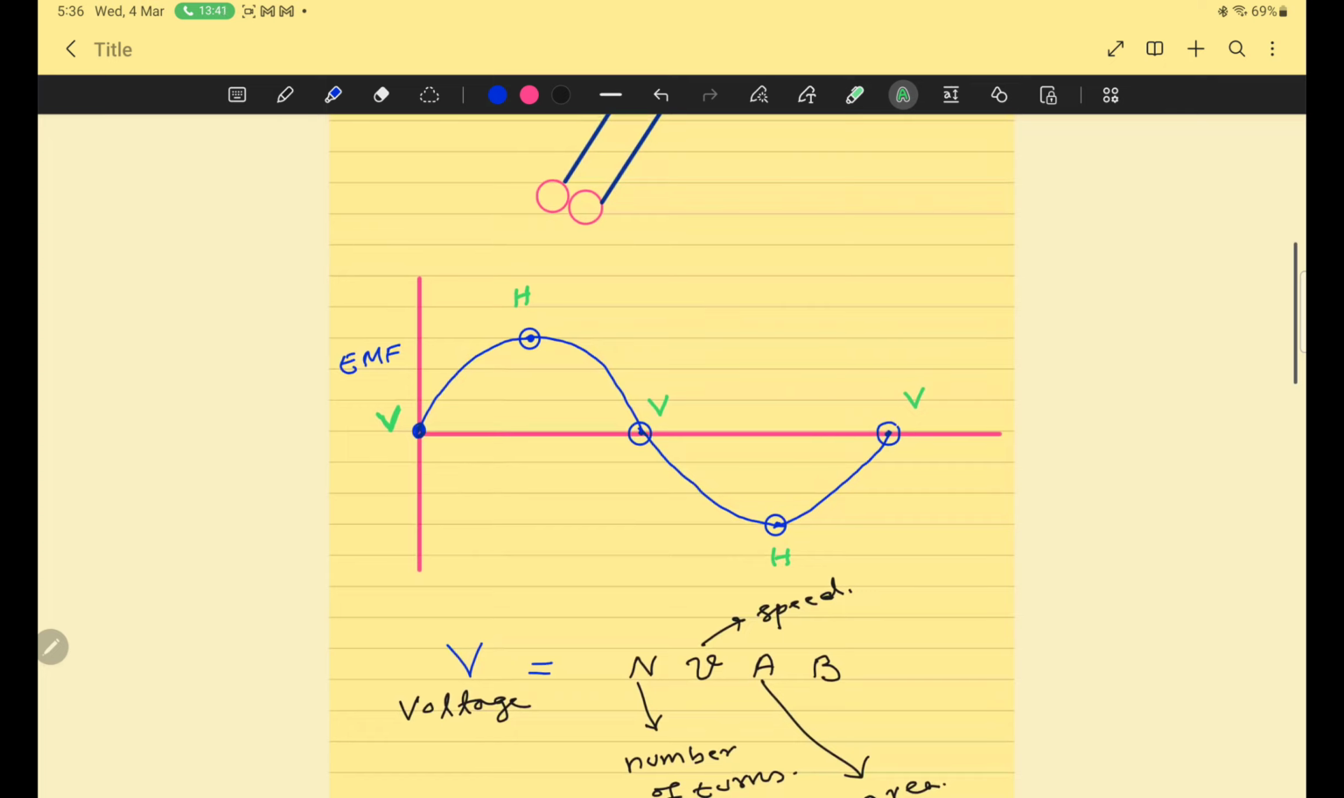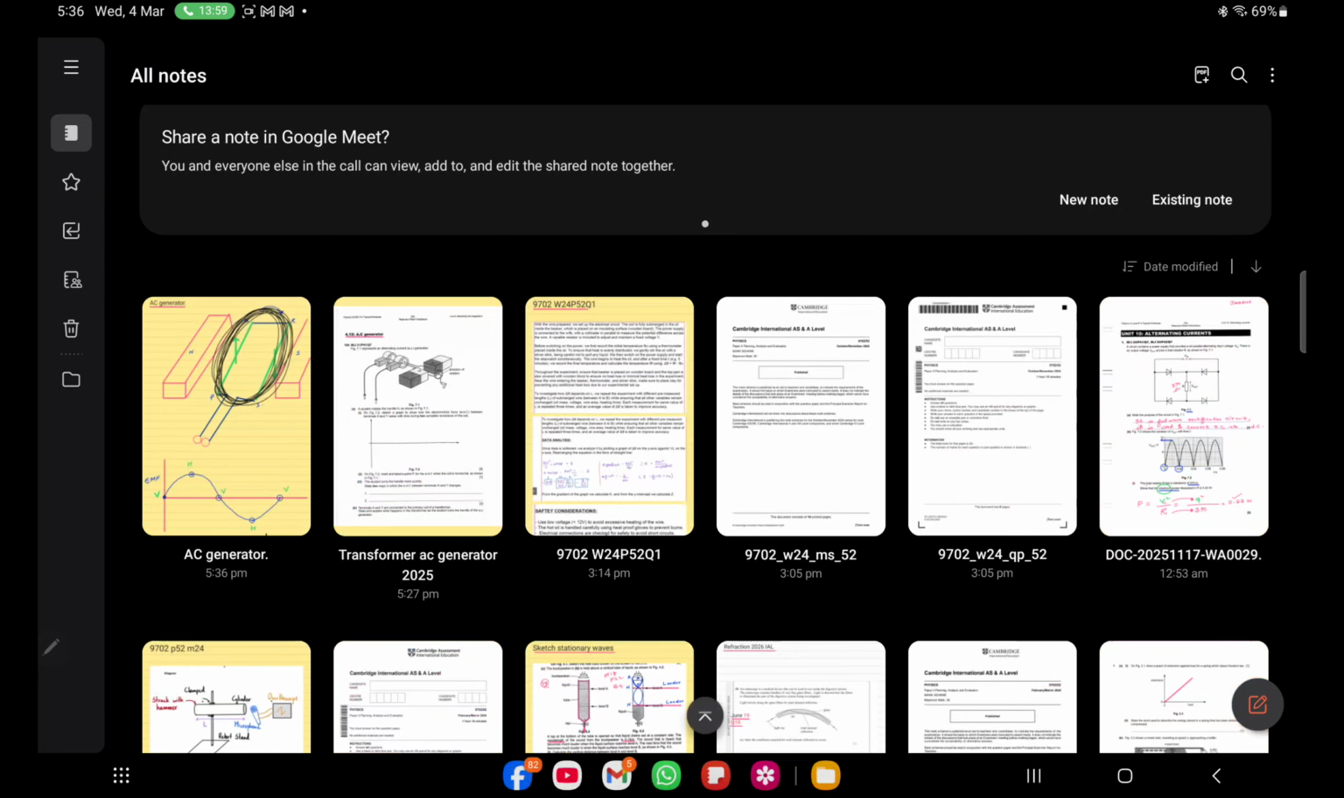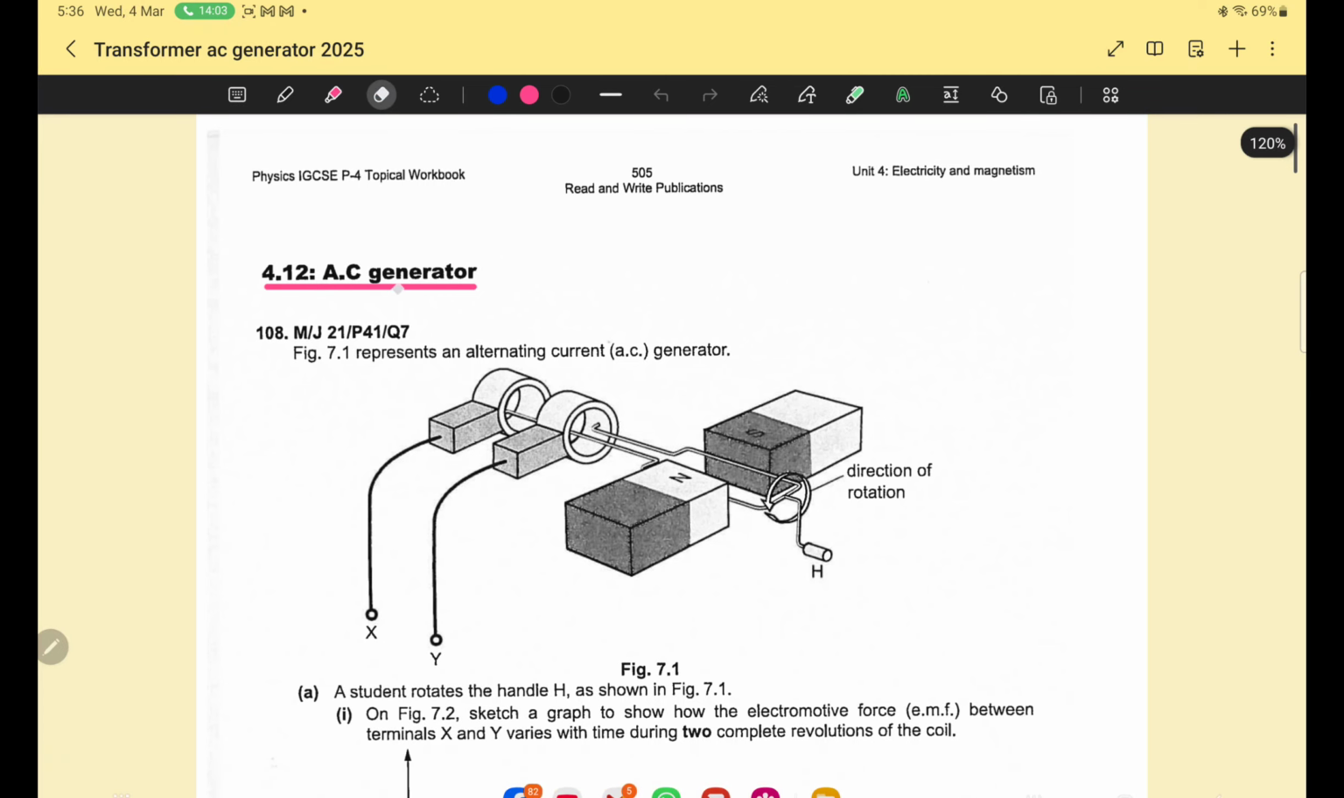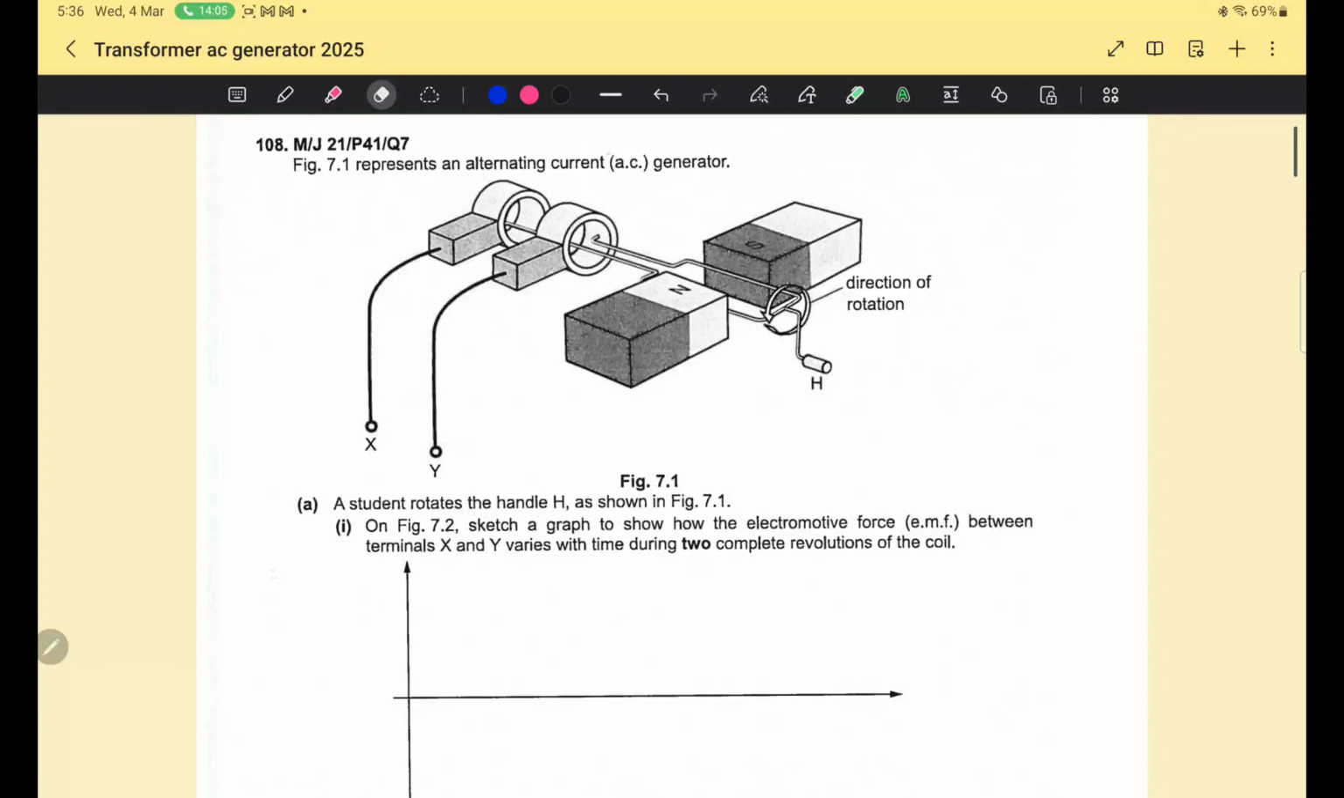Number two, you should memorize this graph. When the coil is horizontal, there is maximum voltage. When the coil is vertical, then there is minimum voltage. So I have taught you AC generator very fast, and now we can solve questions. So this is question number one.